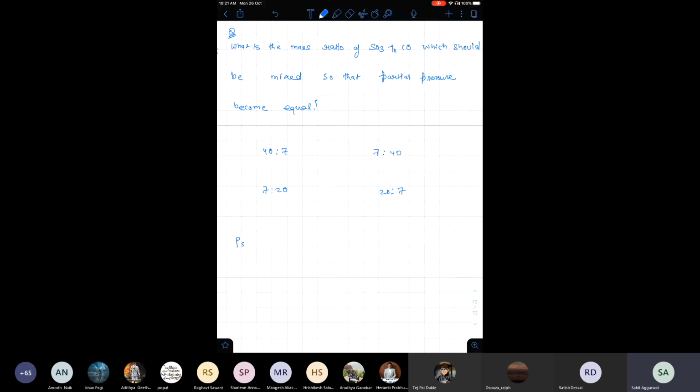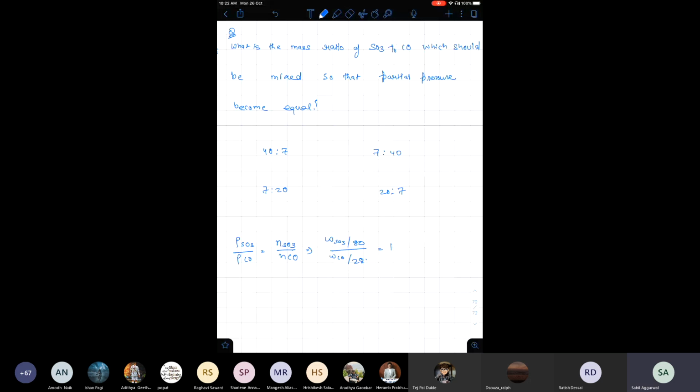Partial pressure of SO3 to partial pressure of CO. The ratio of partial pressure will be equal to the ratio of moles, and the mole ratio will be given mass upon molar mass. Now this ratio is given as equal, that means it is equal to 1.